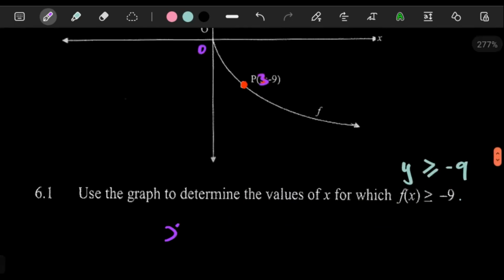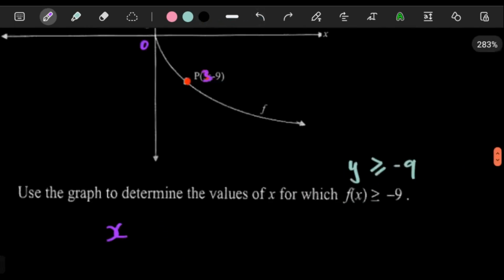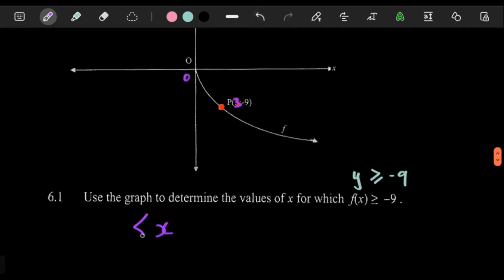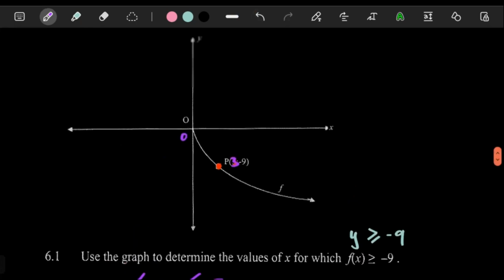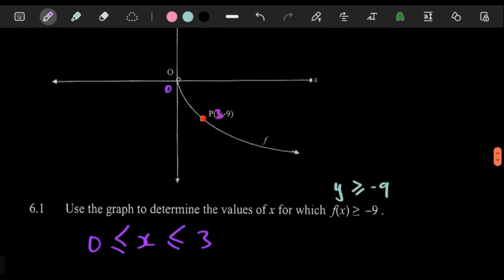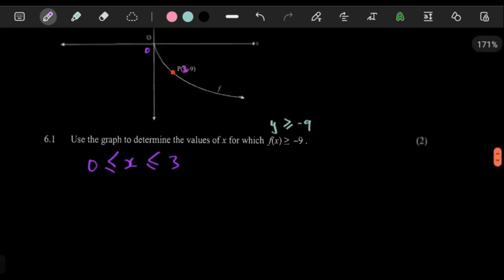So here you're going to say x is bigger or equal to 0, but then x is smaller or equal to 3. All these y values are bigger than -9, and then this one specifically is equal to -9.